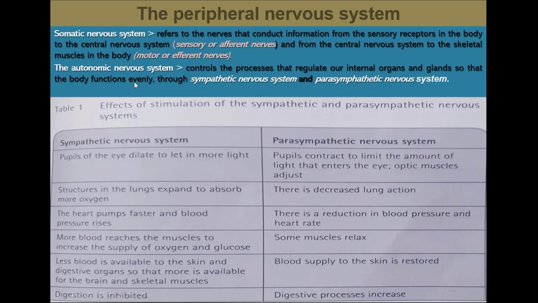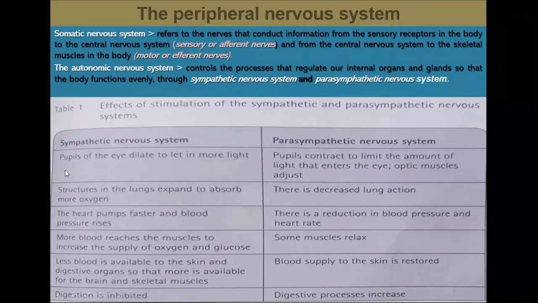When you're too excited, they allow you to go down. When you are too angry, the sympathetic and parasympathetic systems make you loosen up. Effects of stimulation of the sympathetic and parasympathetic nervous system: they are opposites. Para means paralyze, sympa means excites. Sympathetic nervous system versus parasympathetic nervous system.